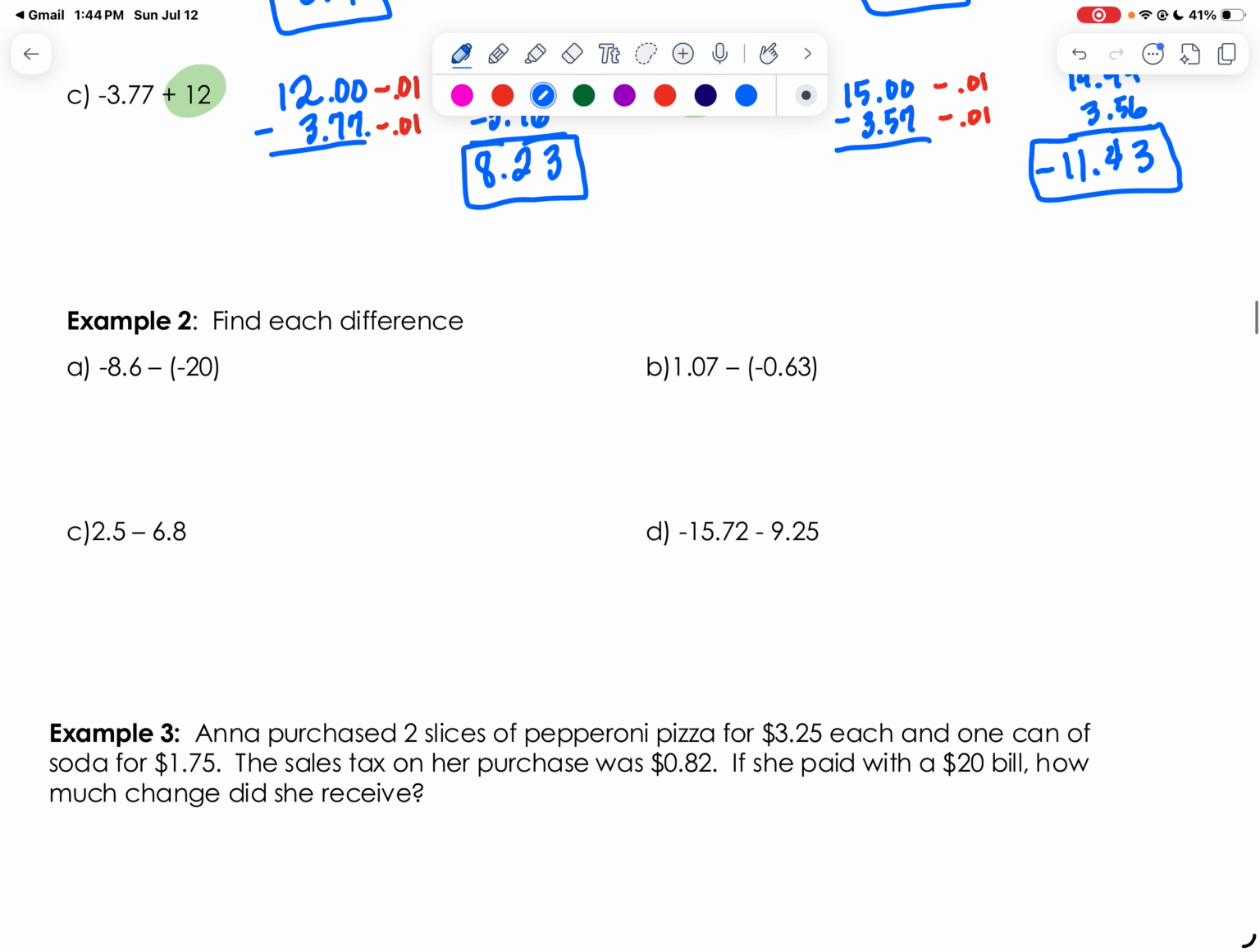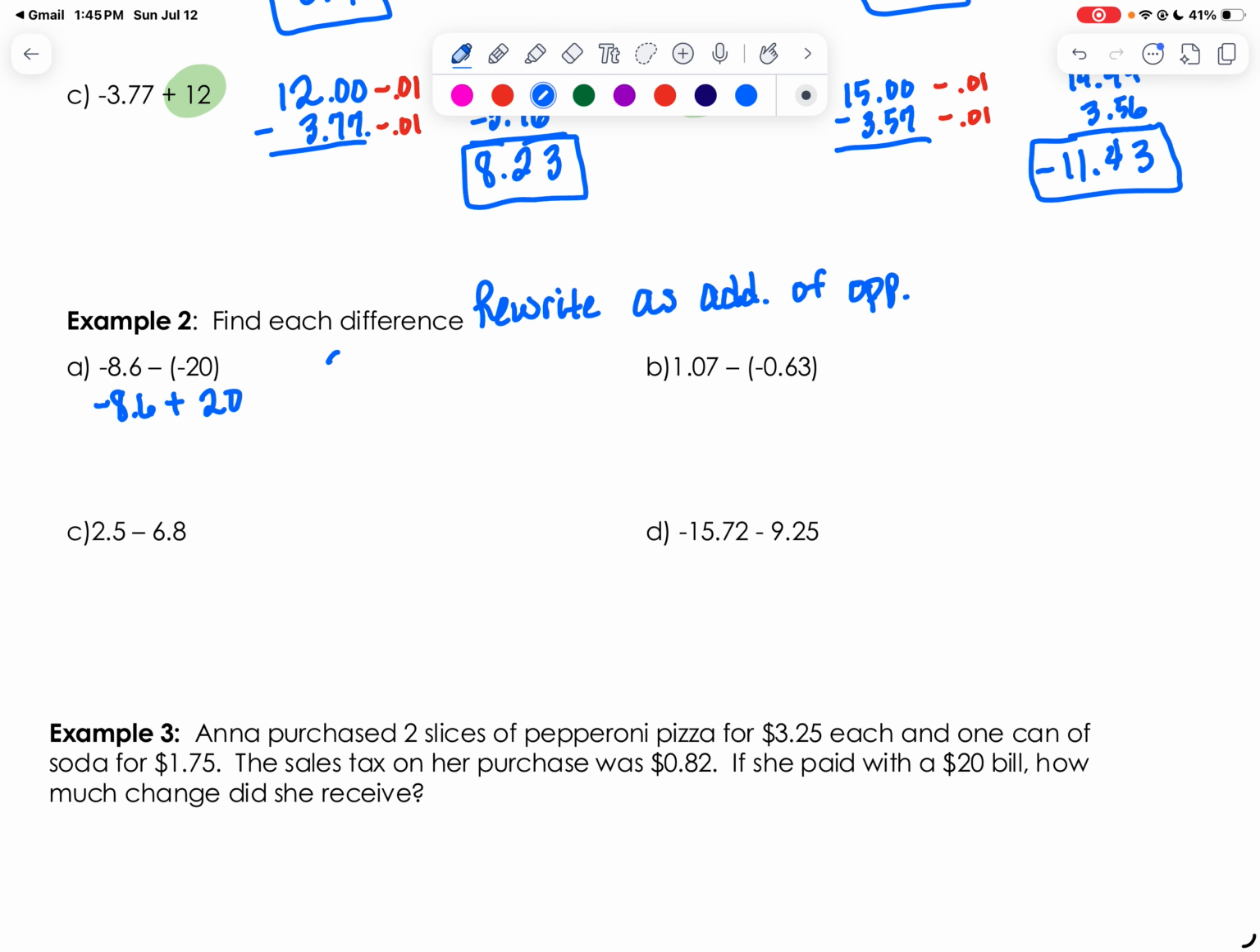All right, example 2, find each difference. Now, when we're subtracting, we're going to rewrite all subtraction problems as addition of the opposite. And I'm just abbreviating that. Rewrite each subtraction problem as addition of the opposite. So negative 8.6 minus negative 20 could be rewritten as negative 8.6 plus positive 20. All right. Then you solve it from there.